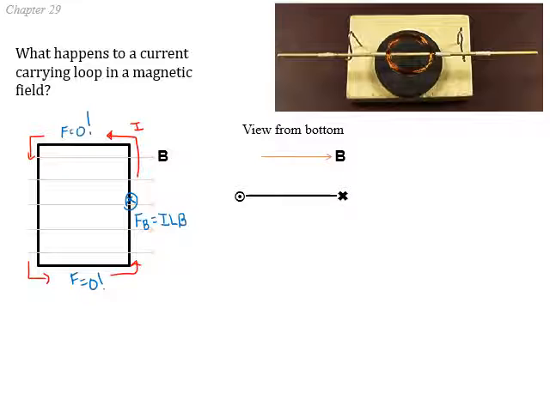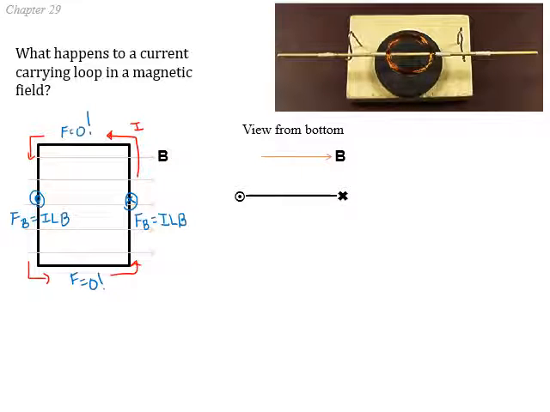Okay, over on the left-hand side, your current is down, that's your thumb. Your magnetic field is to the right, that's your index finger. Your magnetic force, your middle finger, should be pointing straight towards you. That magnetic force is out of the page.